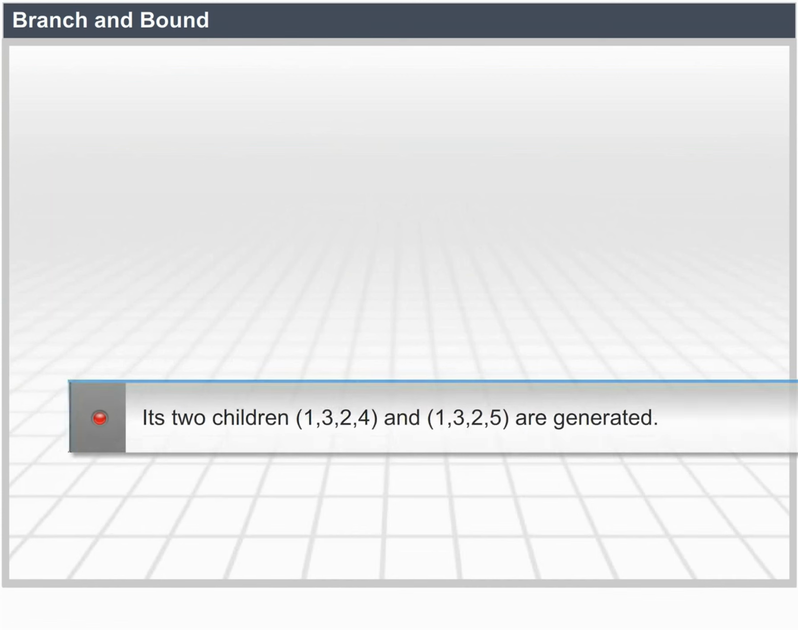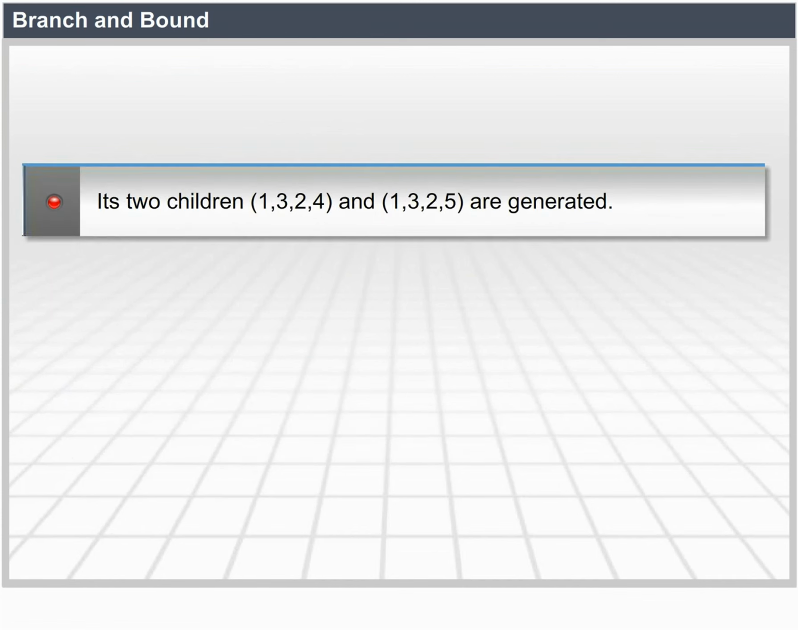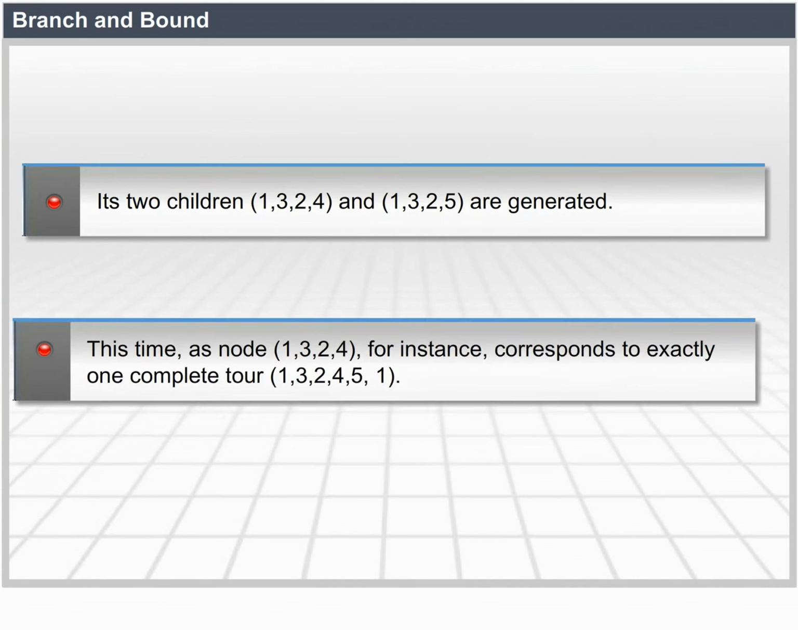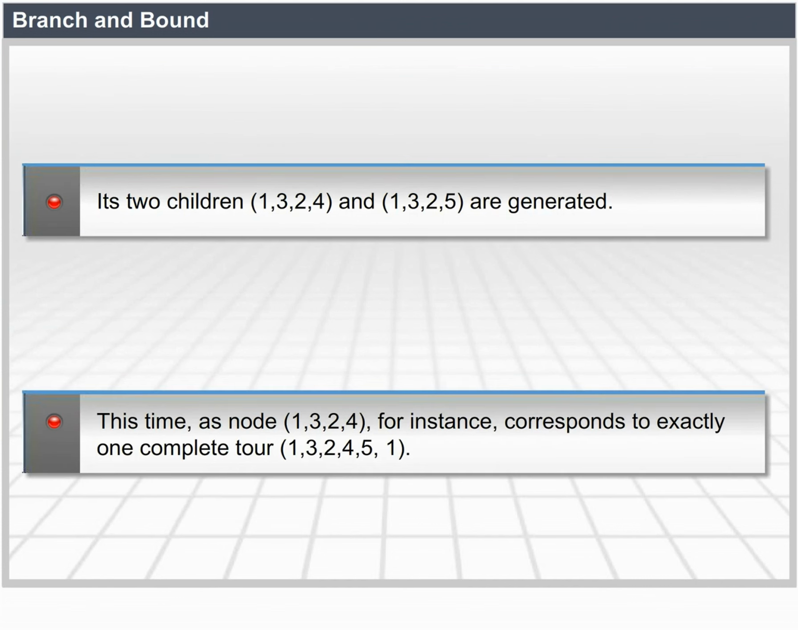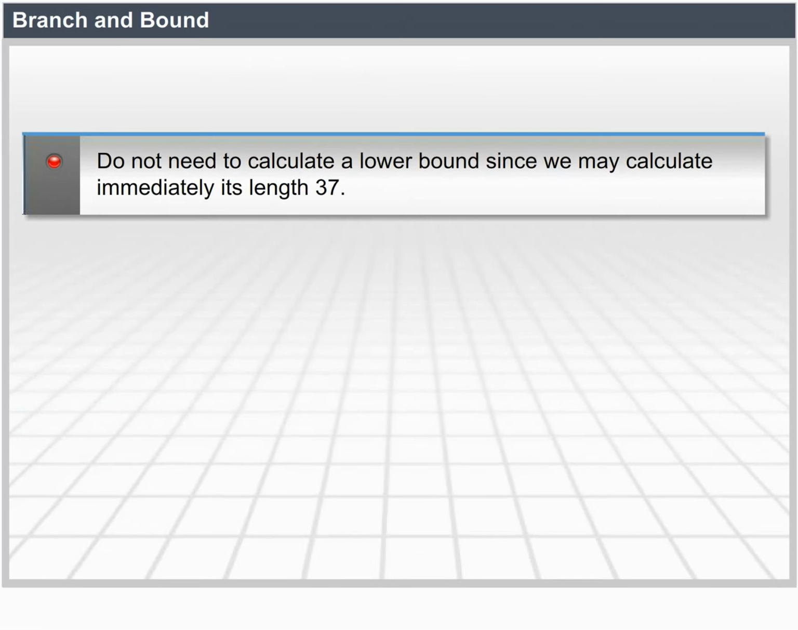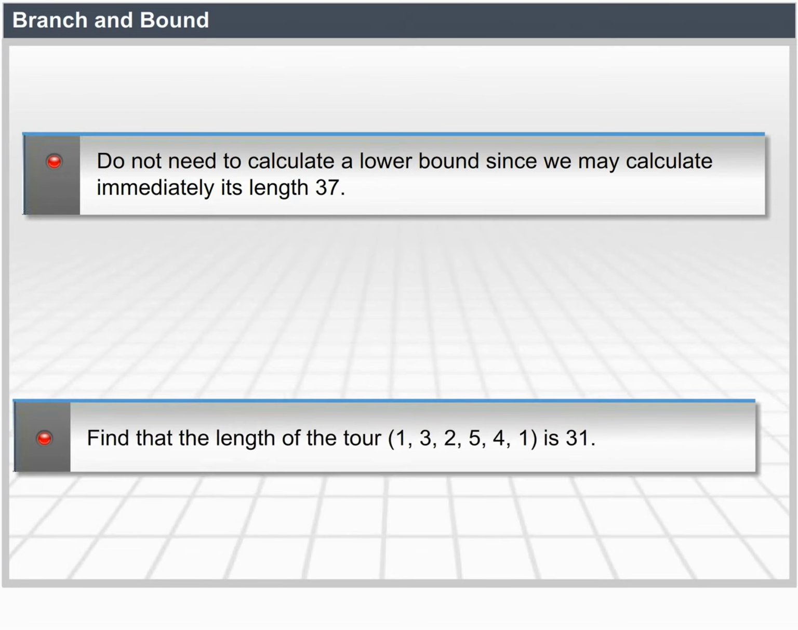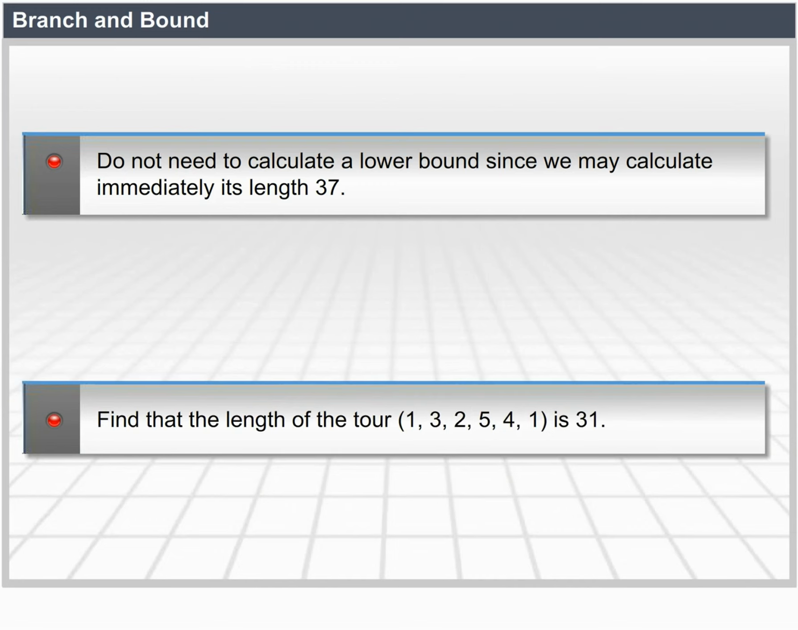The most promising node is now 1,3,2. Its 2 children 1,3,2,4 and 1,3,2,5 are generated. This time, node 1,3,2,4 for instance corresponds to exactly one complete tour: 1,3,2,4,5 and 1. We do not need to calculate a lower bound since we may calculate immediately its length, 37. We find that the length of the tour 1,3,2,5,4 and 1 is 31.